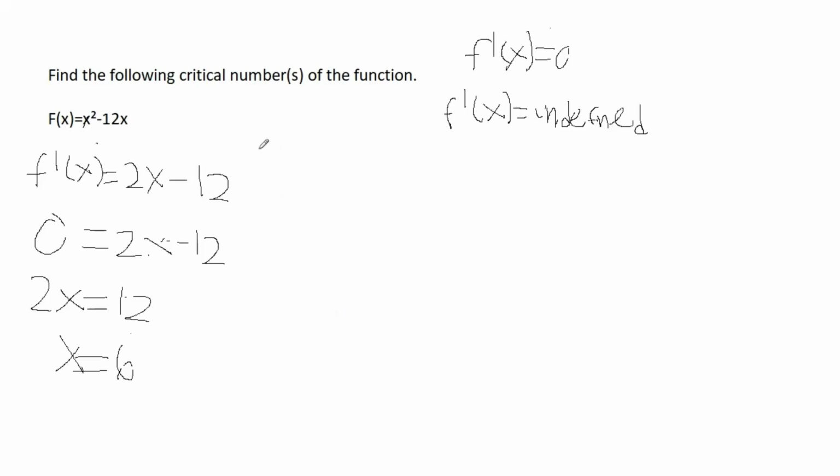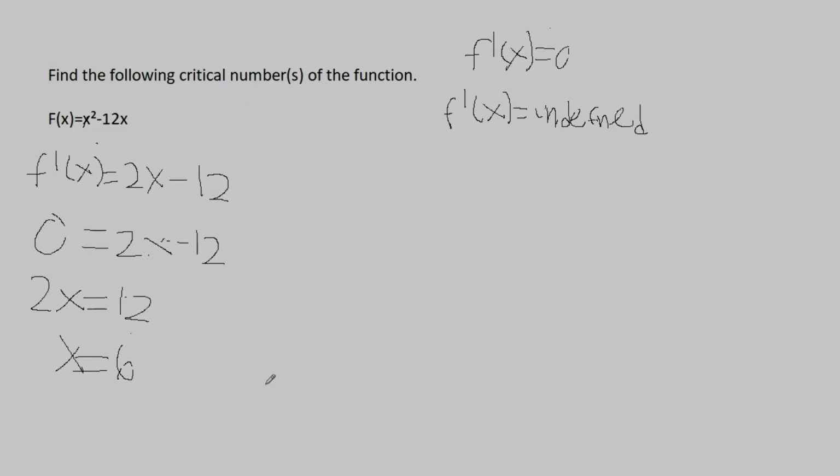There's no way this function or its derivative can really be undefined, so you don't really have to worry about this. And there's really only one critical number, so this is just simply your answer right here.